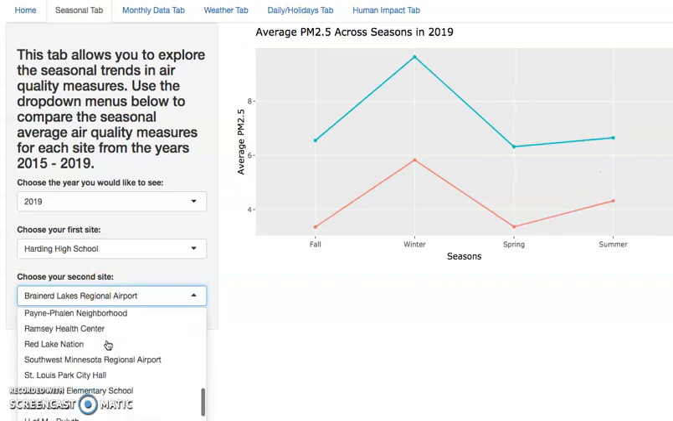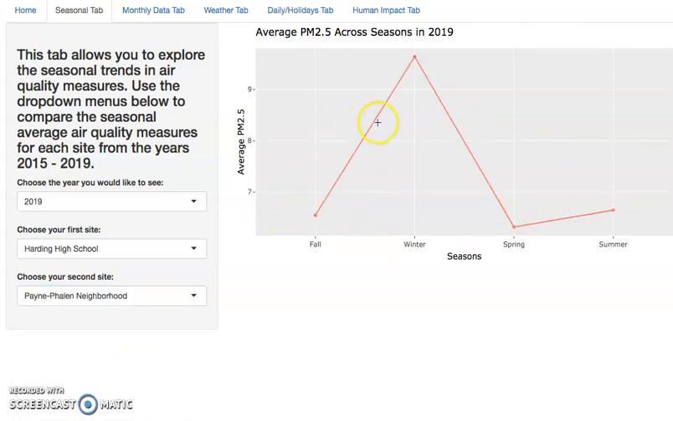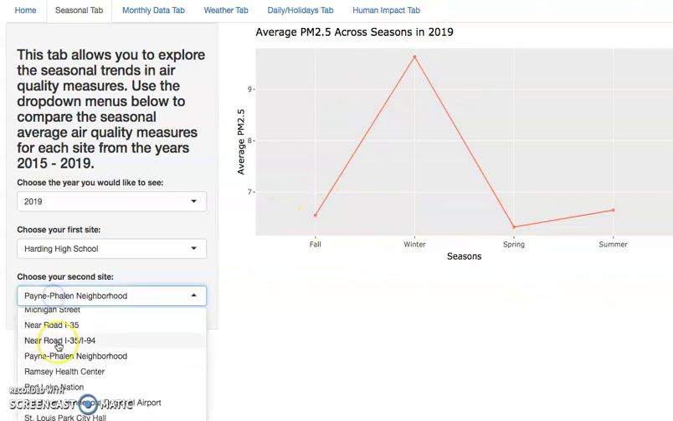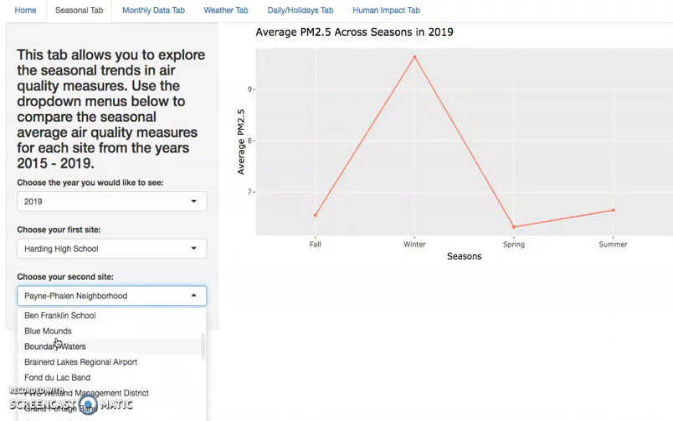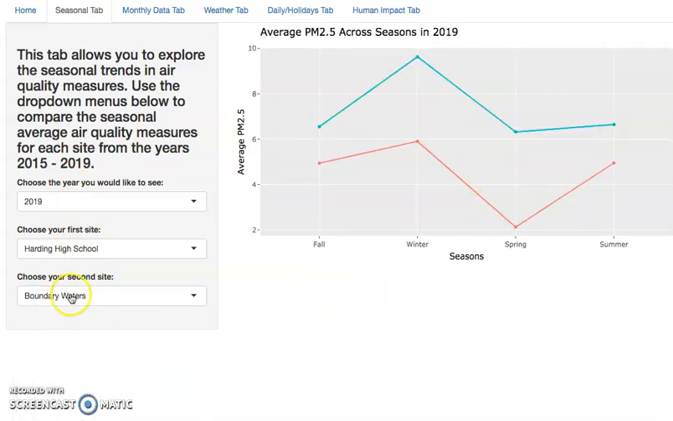So like if I click on, I believe there's Payne Phelan doesn't have data here, so we just see Harding High School. So that's something that can happen. And if you encounter something that doesn't have data, maybe try switching the year or just picking a different site, a different location that does have data in that year.